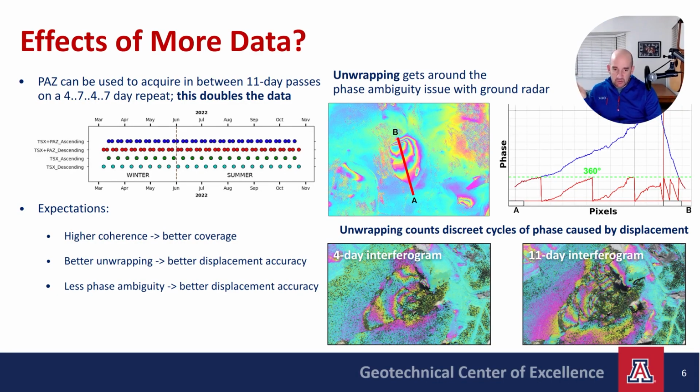We're making shorter measurements. Shorter measurements mean less displacement. And less displacement means easier unwrapping. So unwrapping is a key process that happens in InSAR. This is really how satellite InSAR circumvents the phase ambiguity issue that we have with ground radar. So with ground radar, once you get to the end of your wavelength, you're done. You don't try and unwrap the data.